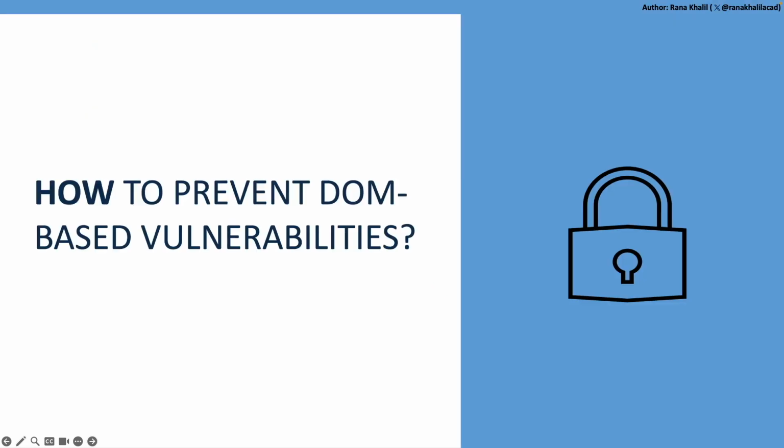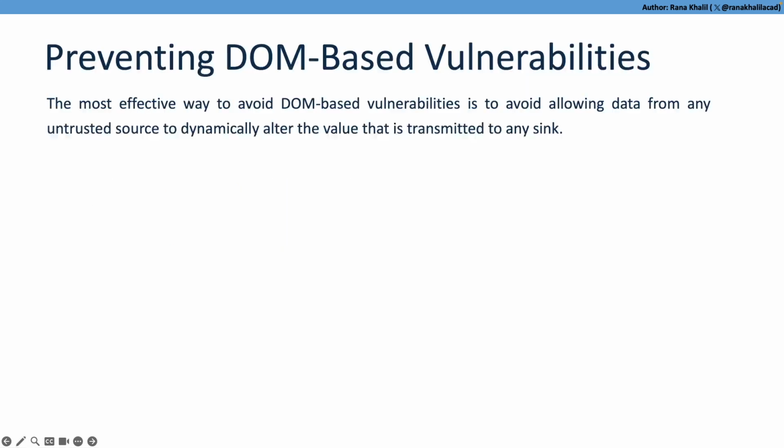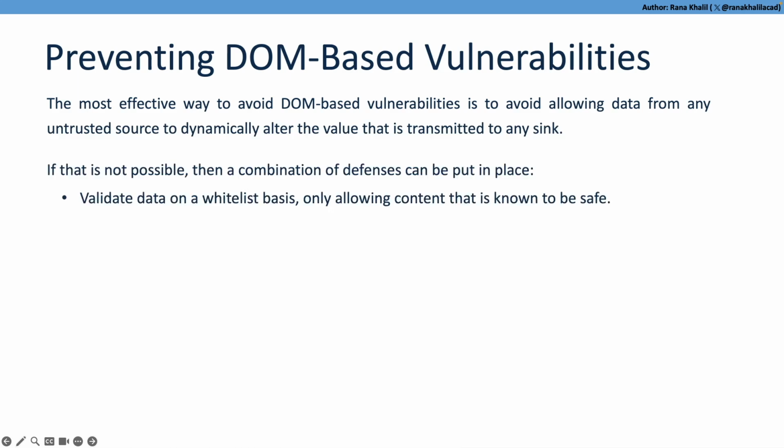All right, let's move on to the last section, which is how to prevent DOM-based vulnerabilities. The most effective way to avoid DOM-based vulnerabilities is to avoid allowing data from any untrusted source to dynamically alter the value that is transmitted to any sink. Of course, this is not always possible, and so you can use a combination of defenses to minimize the likelihood of an attack from succeeding.